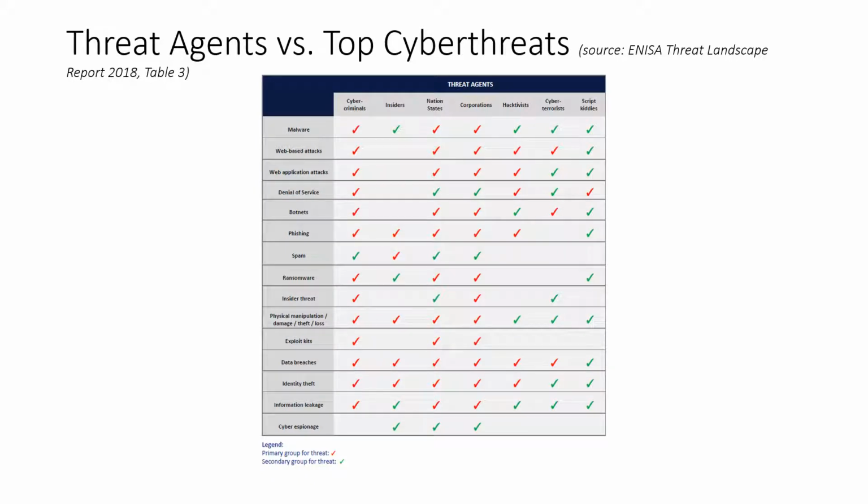This table maps threat agents against their primary and secondary cyber threats. Notice that corporations are also included in the table, not because they are threat actors, but to show the primary and secondary cyber threats which impact them.